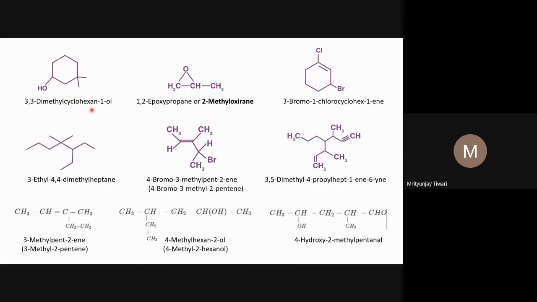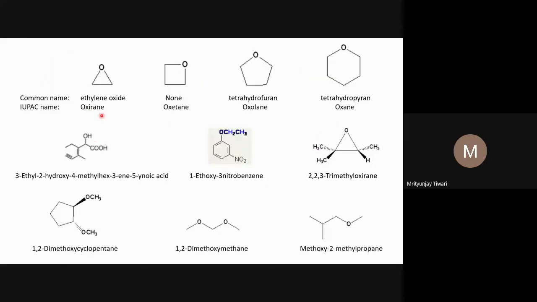As we have seen, we have followed this name. The numbering will give the position, so 2-methyl oxirane. So this is also a way to write the IUPAC name. So this is oxirane, and if substituents are there, you can write the position of the substituent as a prefix to the word oxirane, and so you can write the IUPAC name.